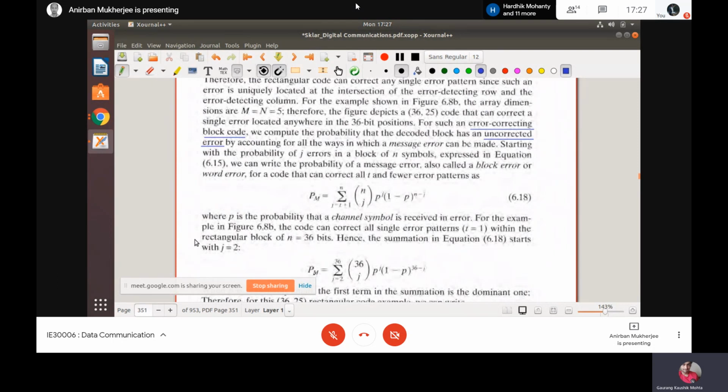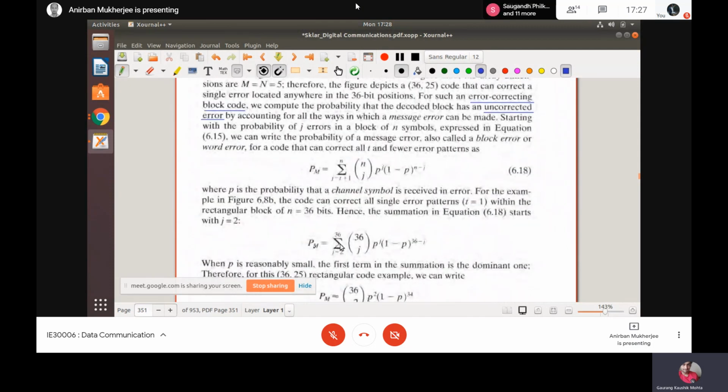Now, for uncorrected error, that means j equal to t plus 1 to n, summation of nCj p to the power j into 1 minus p to the power n minus j. In our case, it will start from j equal to 2, because t equal to 1 actually. 1 bit we can correct. So if j equals 2, that is 2 bits in error, I cannot do the correction.